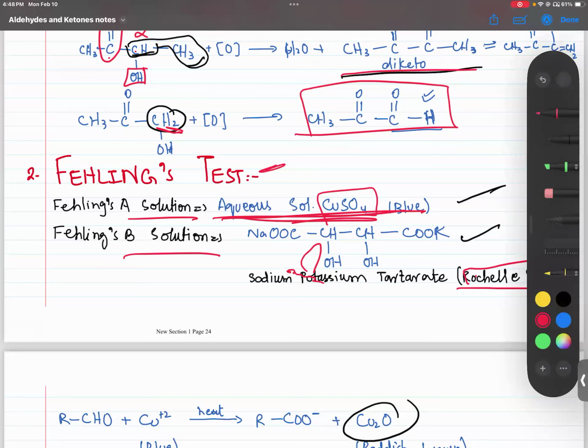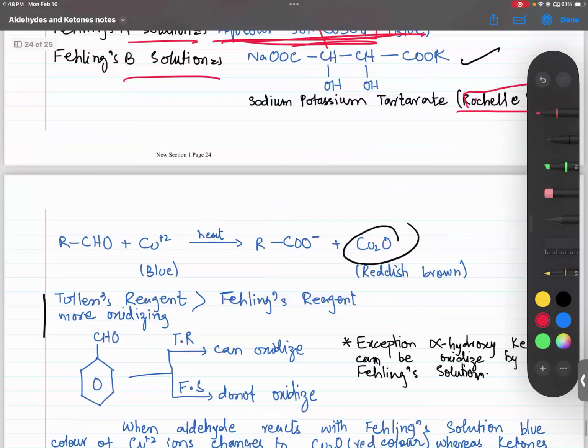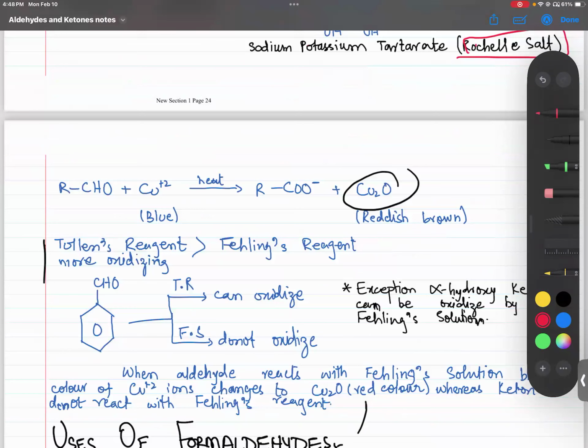Now let's see the test. What is basically the test for these Fehling solutions? When Fehling solutions move into the aldehydes, you will be observing the copper two-plus ions attached with the oxygen. The excess of oxygen will be producing the copper oxide. Earlier it was the blue colored solution. See, the copper sulfate and the Rochelle salt, copper sulfate is the blue colored solution.